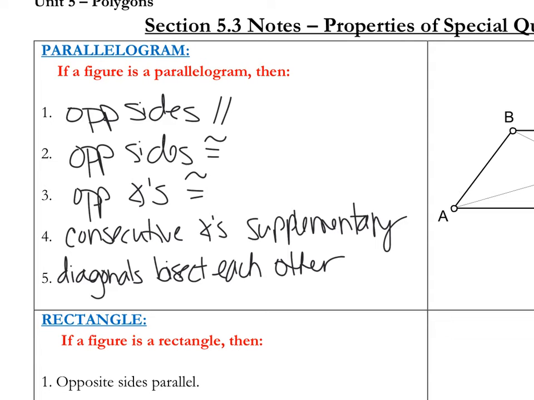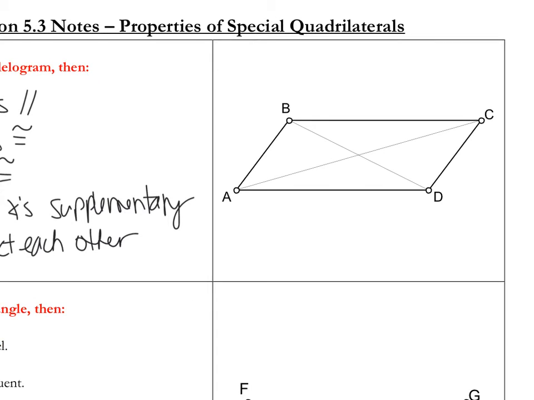Okay, so let's go over to the diagram and let's mark all of this. So first and foremost, opposite sides are parallel. So let's draw in our little arrows. Opposite sides are parallel. We also know that opposite sides are congruent. Okay. We know that opposite angles are congruent. We know that consecutive angles are supplementary.